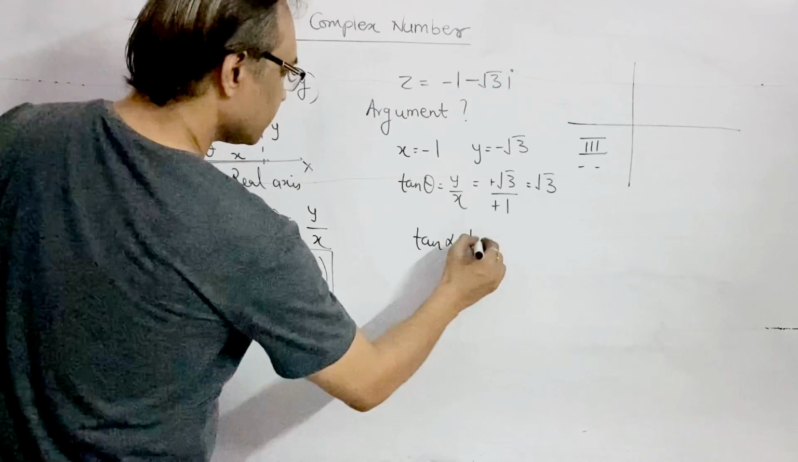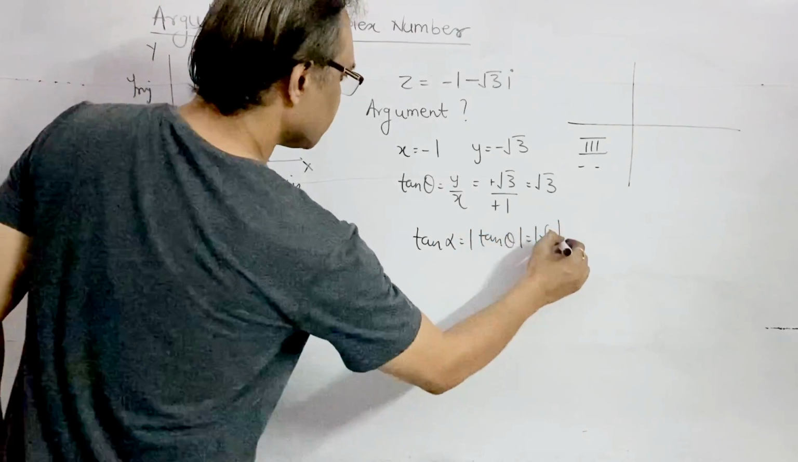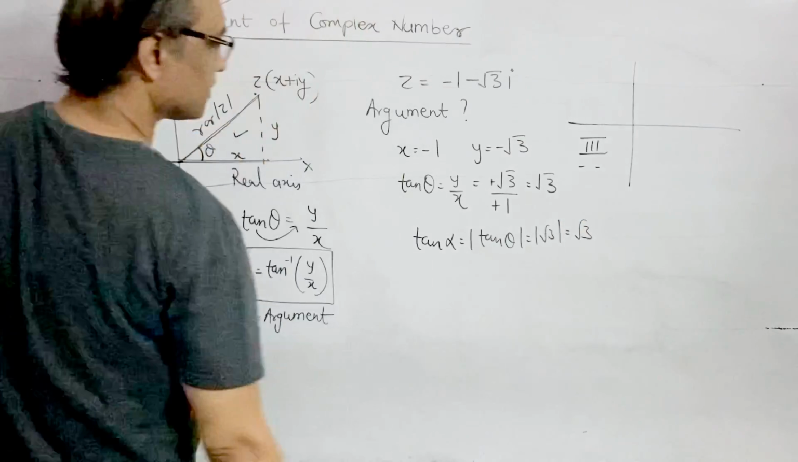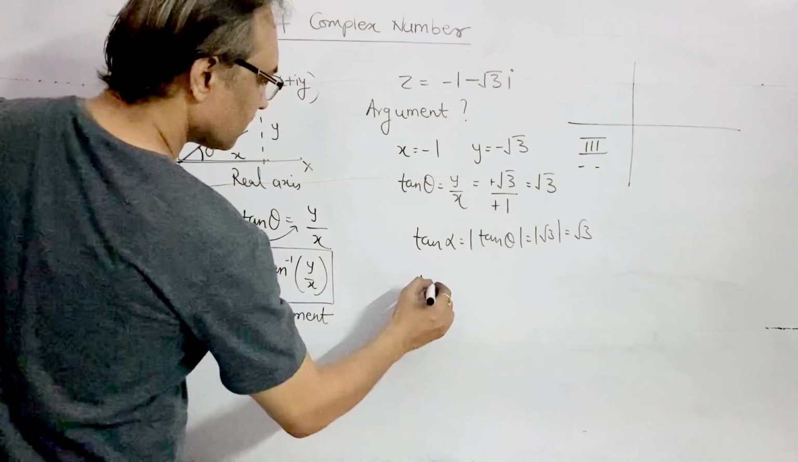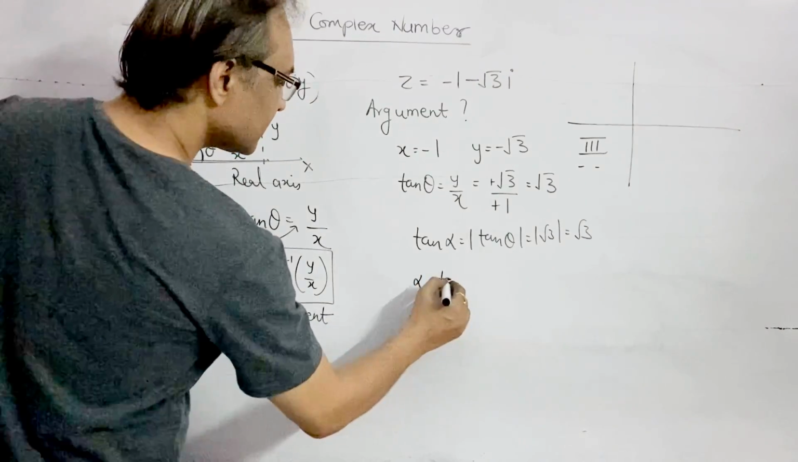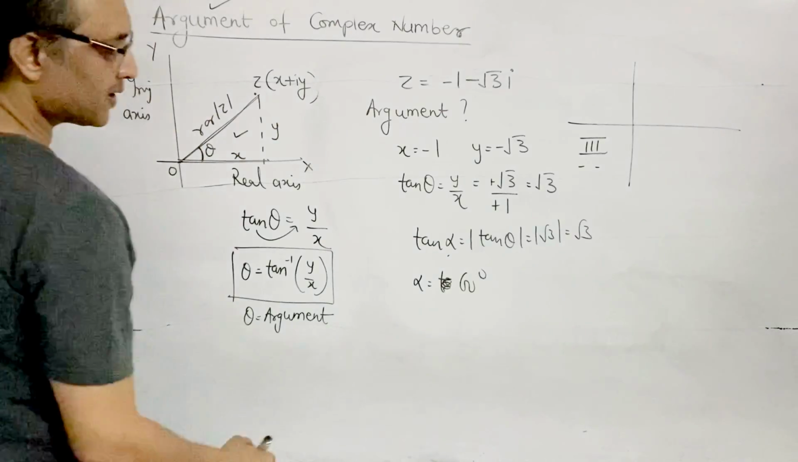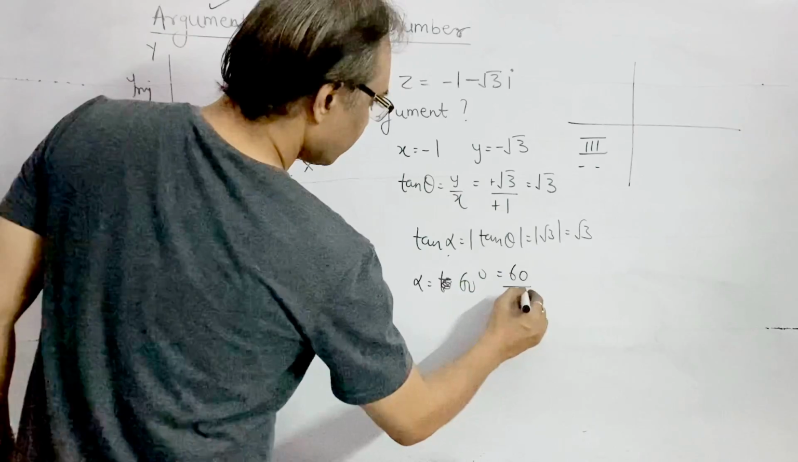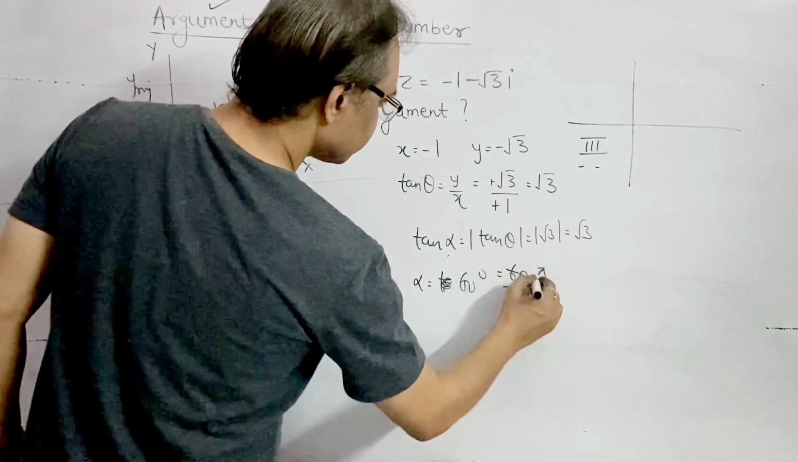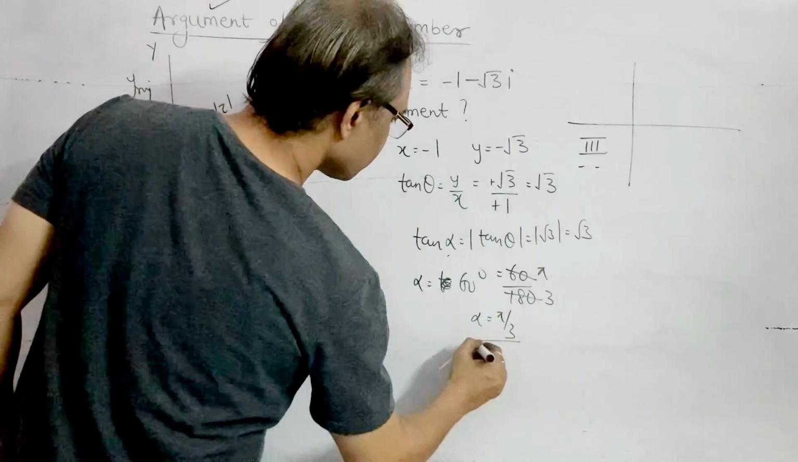Tan alpha is mod of tan theta, mod of root 3, that is root 3. So we've got the value of tan alpha. This will give value of alpha as 60 degrees. We know that tan alpha is equal to root 3, then alpha is 60 degrees. Convert this into radian. 60 upon 180 into pi. So the value of alpha is pi by 3. So we've got the value of alpha.